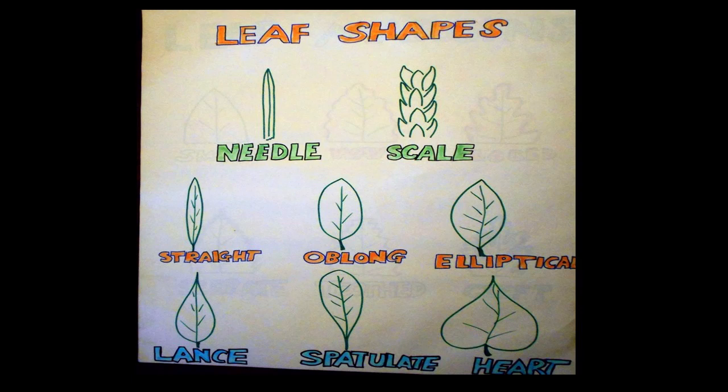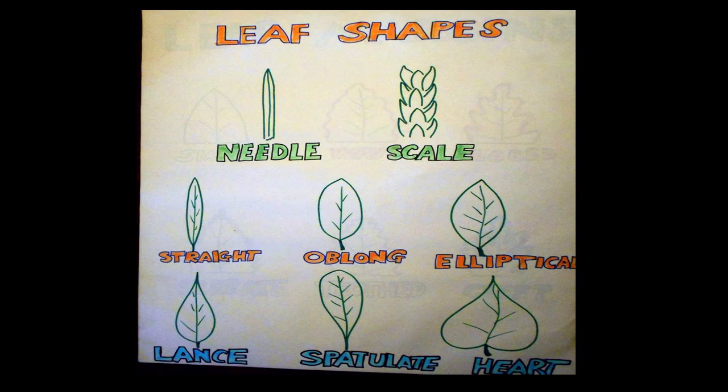Let's get started with leaf shapes. We have needle-like, familiar with pine, scale-like, red cedars, you'll see cedars, that's a common tree. Straight could be a willow, but notice that's the shape. Oblong, elliptical, lance, which to me thinks of like a sword, spatulate, like a spatula, and then heart shape, redbud, that's a common tree, but notice the shape of the leaves here.